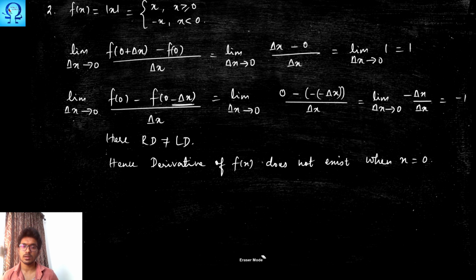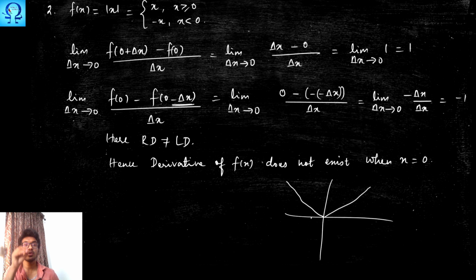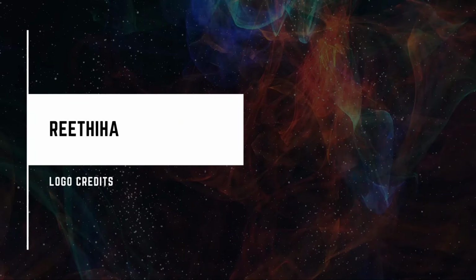Combining these things and try to see them in a diagrammatic way. If you see the graph of this absolute of x, it is something like this. In a graph, if you have sharp edges, those are points in which the derivative does not exist. Just because you don't have a break at that point, the function is continuous. Okay? Thank you.